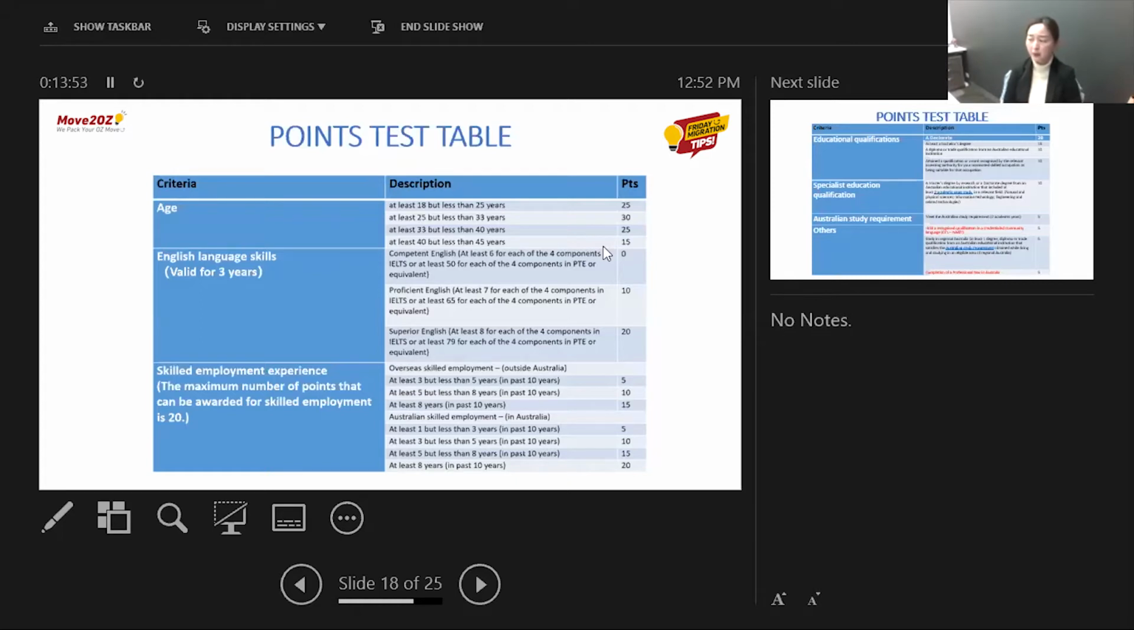So both overseas skilled employment and Australian skilled employment are calculated, but we're only looking at the work experience in the past 10 years. If it exceeds the past 10 years, then those cannot be calculated. The maximum points you can collect is 20 points. So you can have overseas 5 years for 10 points, and then Australian 8 years for 20 points, or any points from them, but the maximum you can get is 20 points.